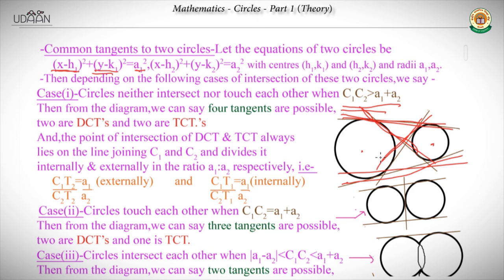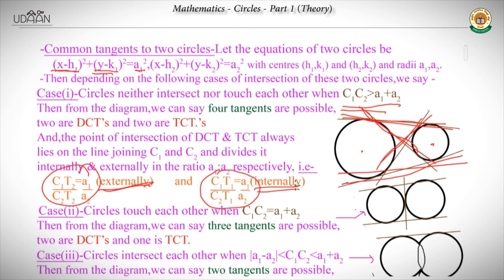Another point is that the point of intersection of the direct common tangents and the transverse common tangents always lies on the line joining c1 and c2. And there is a specific condition that they divide c1 c2 internally and externally in the ratio a1 is to a2. If t1 is the point of intersection of the transverse common tangents and t2 is the point of intersection of the direct common tangents, then c1 t2 by c2 t2 equals a1 by a2 externally, and c1 t1 by c2 t1 equals a1 by a2, dividing internally.